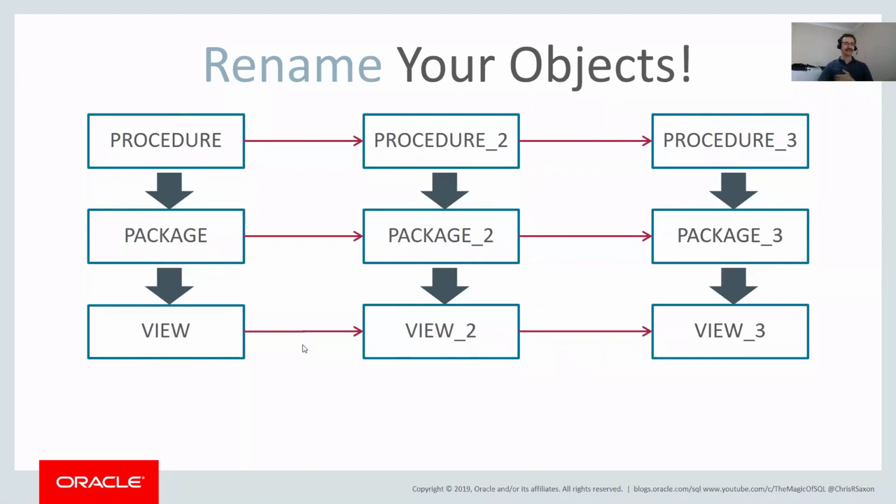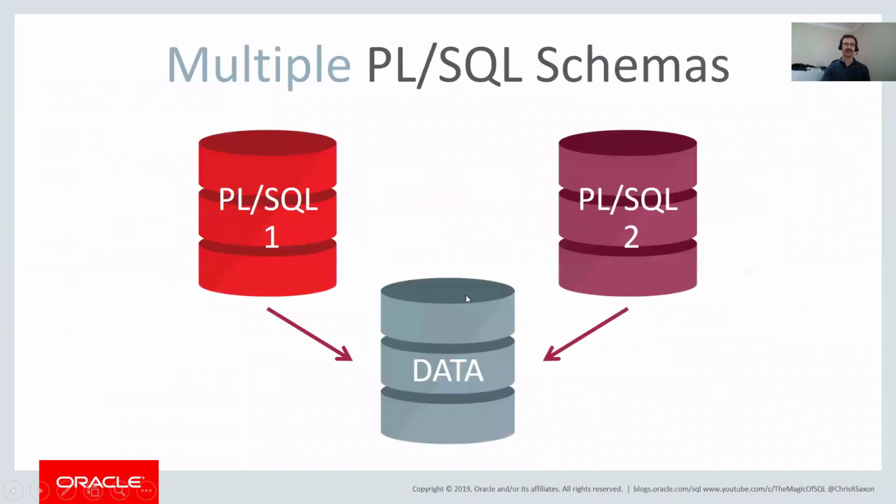Oh, okay. So this is because we can only have one copy of an object in a given schema. However, you can actually have multiple schemas which have objects with the same name. The namespace is schema name.object name. So we could actually have 2 schemas, each of which have the same objects in them. So another way to approach this is to actually have 2 PL/SQL schemas pointing at your data.